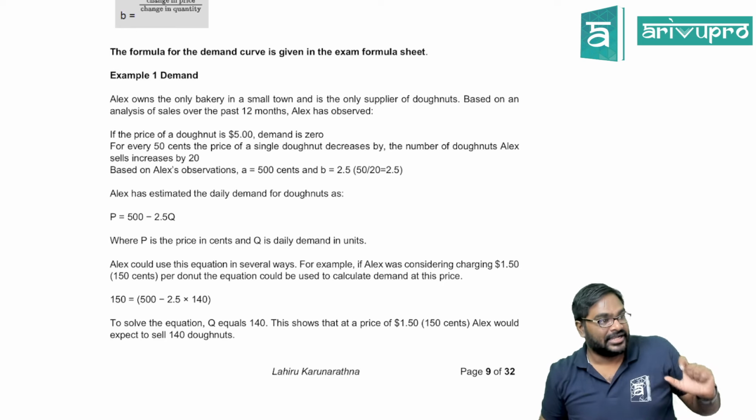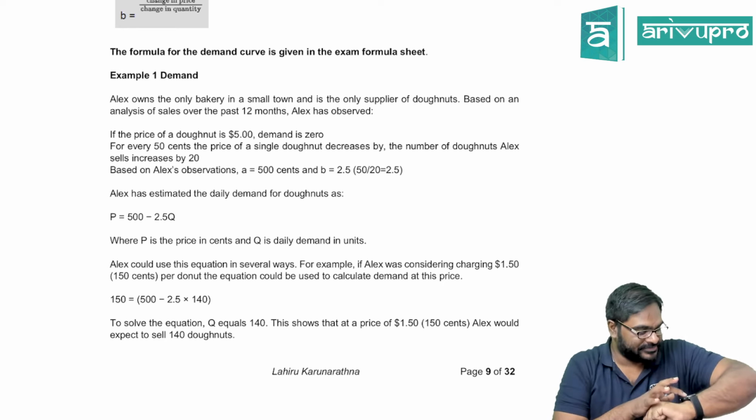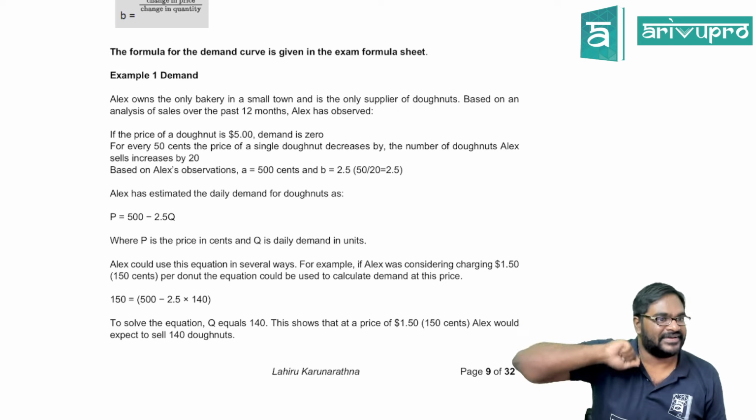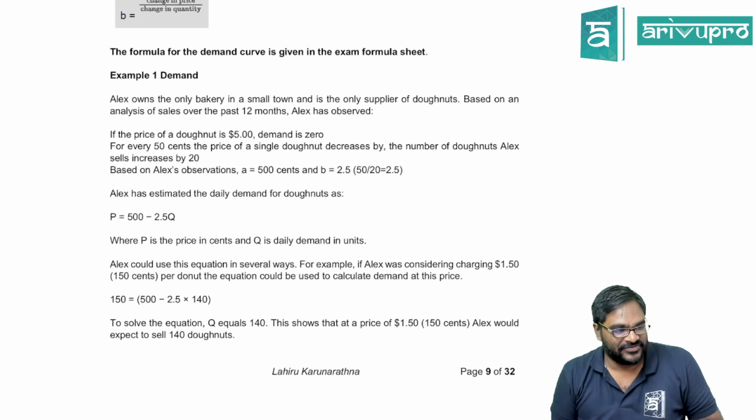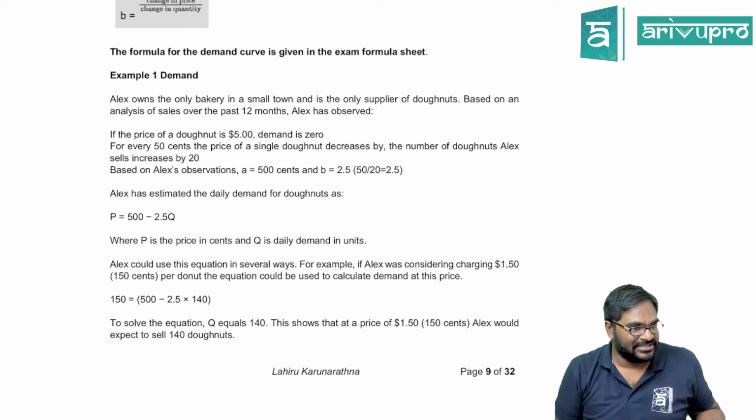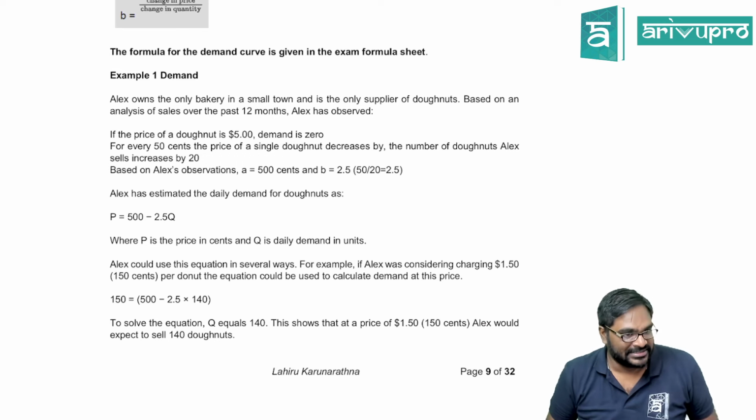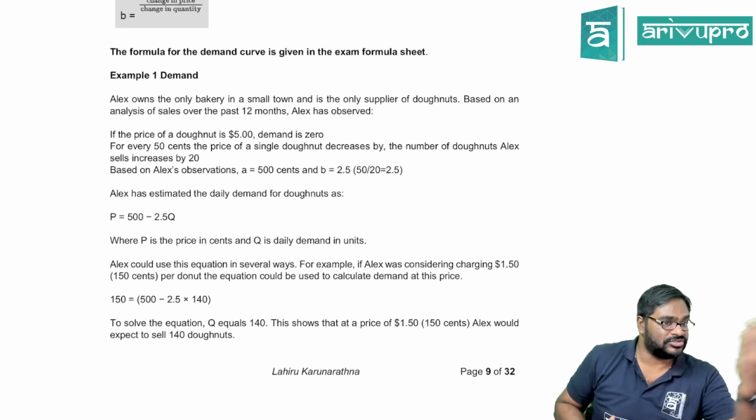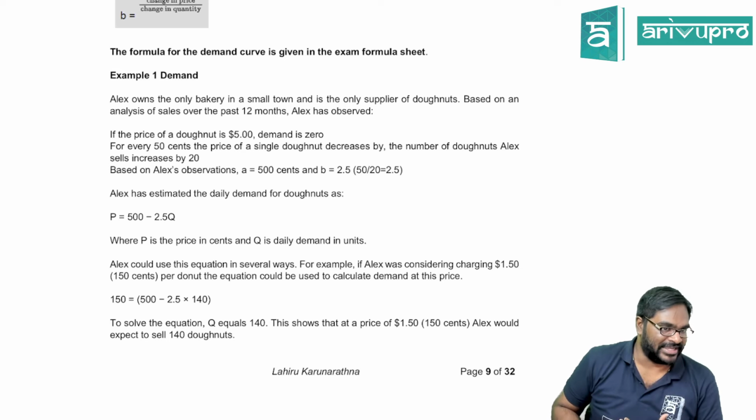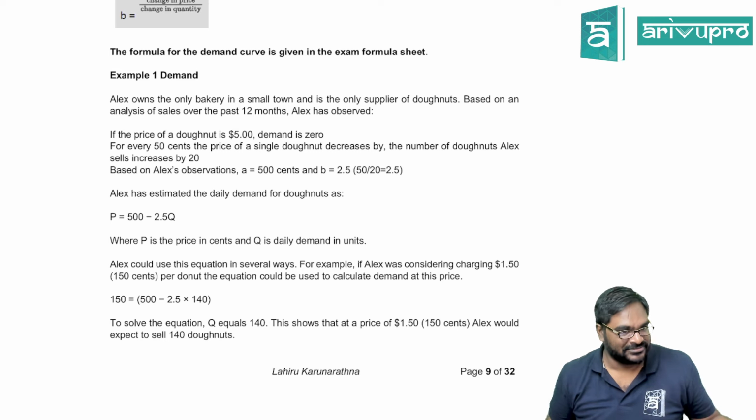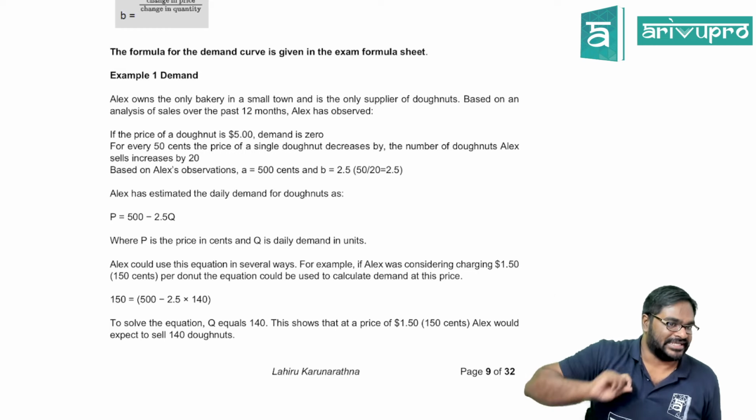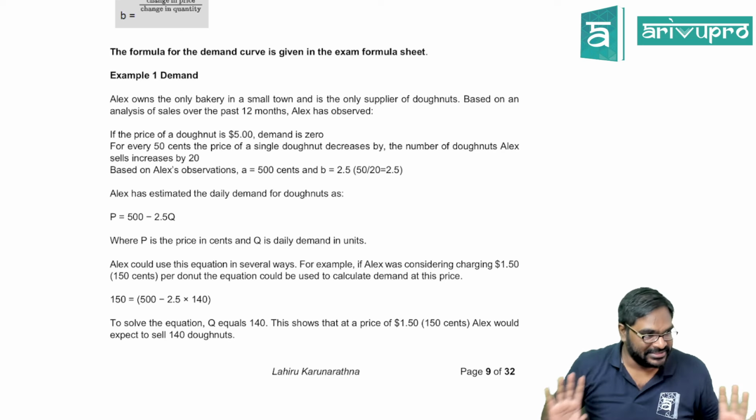Then B. B would be the movement of your curve. So that means your movement in price divided by movement in quantity. So it says for each 50 cents movement, the number of donuts are going to decrease by 20. So that is 50 divided by 20 would be the movement of your curve. That would be the slope of your curve. That would be 2.5. Q is the quantity. So your price equation would be P equals 500 minus 2.5 of the quantity. Are we good? Clear? Right.